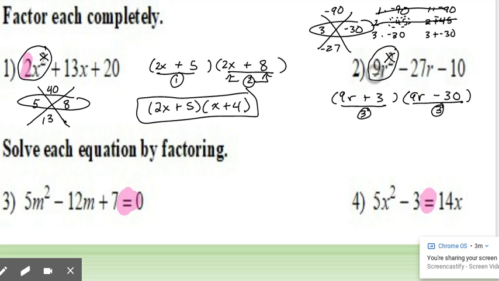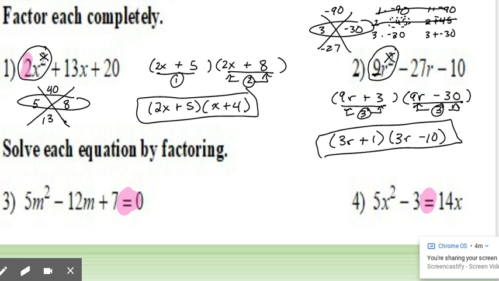3 times 3, that is 9. So I'm good. I just have to divide it out. When I divide the first one by 3, that's going to leave me with 3r plus 1. When I divide the second one by 3, that's going to leave me with 3r minus 10. Okay, and there are my factors.